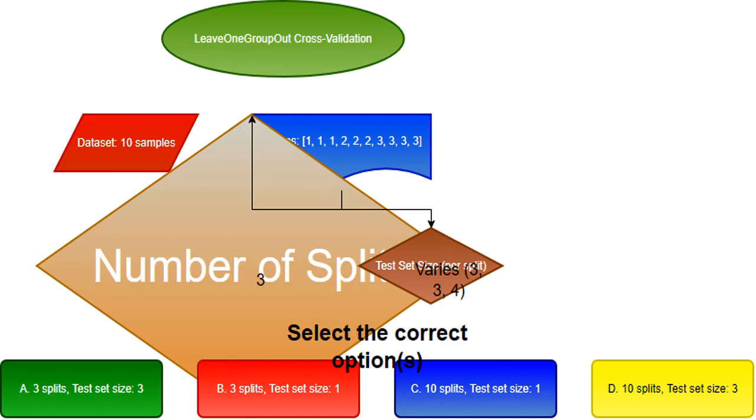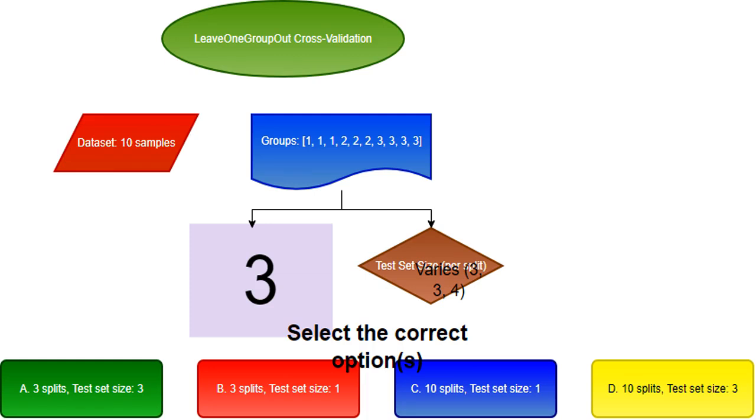This is the number of times I will split my data for training and testing. With LOGO, each unique group will result in one split. Because I have 3 distinct groups, 1, 2, and 3, I will have 3 splits in my cross-validation.